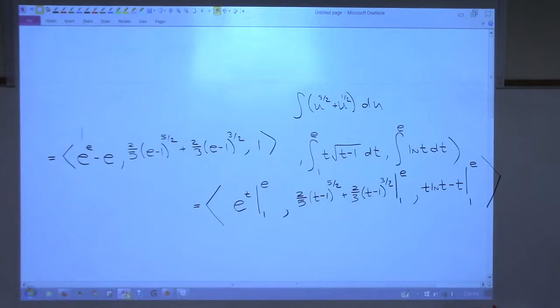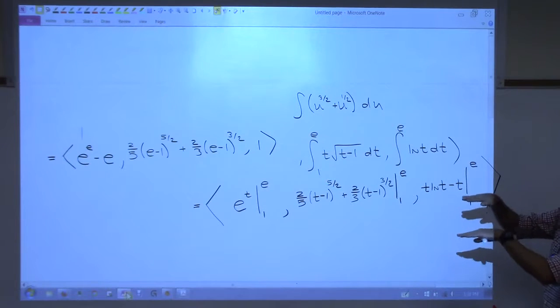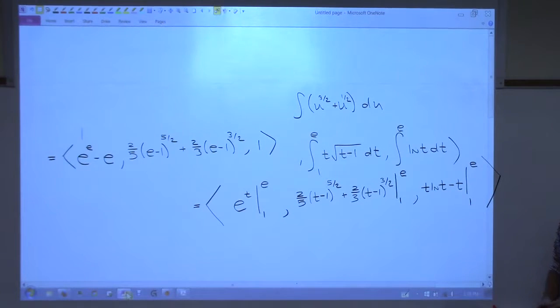Our answer is a vector, isn't it? So if you integrate a vector function from 2 points in time, your answer is going to be a vector. Any questions?